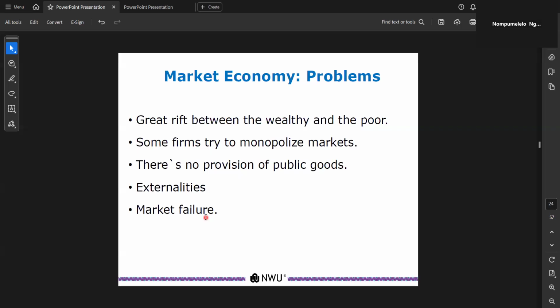And then some firms try to monopolize the market, so some firms try to dominate the markets. There's no provision for public goods, obviously, because their main focus is on making profits. And then externalities, those are spillover effects, which could either benefit or affect a third party. There are negative externalities and positive externalities. Market failure means the market may not be meeting the demand of the consumers and therefore may be forced to shut down.